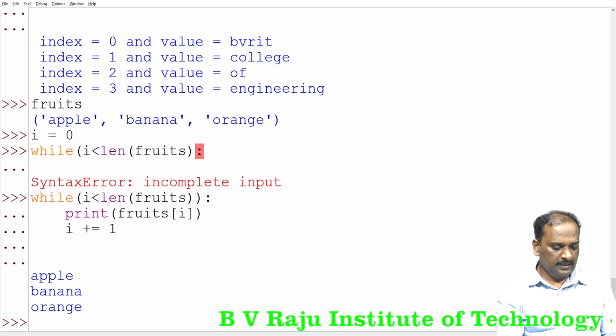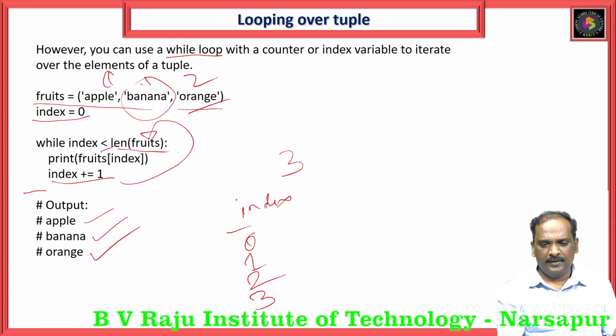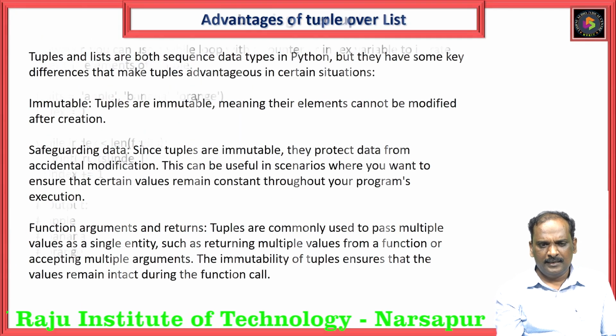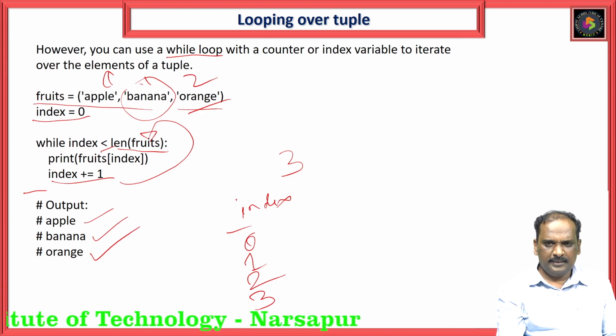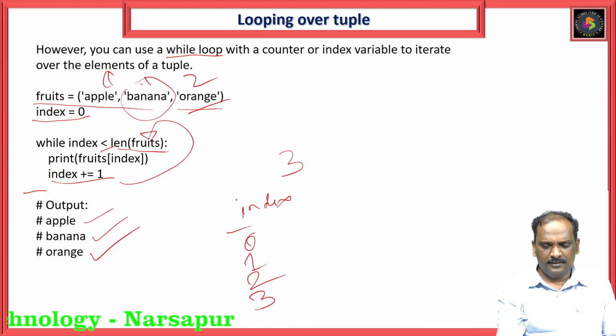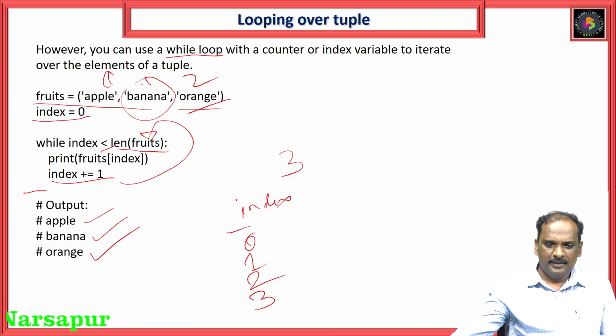So we can use the while loop as well as the for loop for iterating to access the elements of a tuple. So this is how we have covered all the topics of tuple.